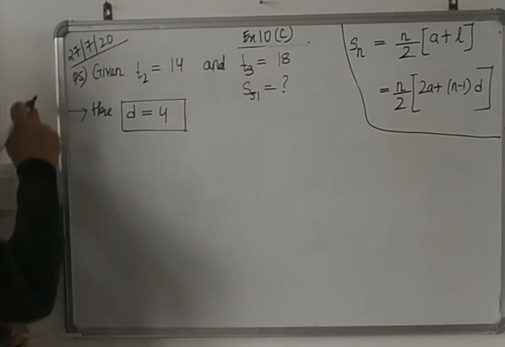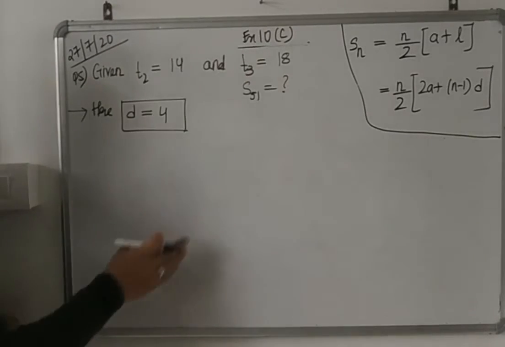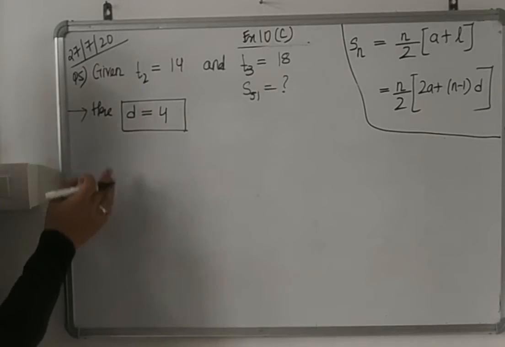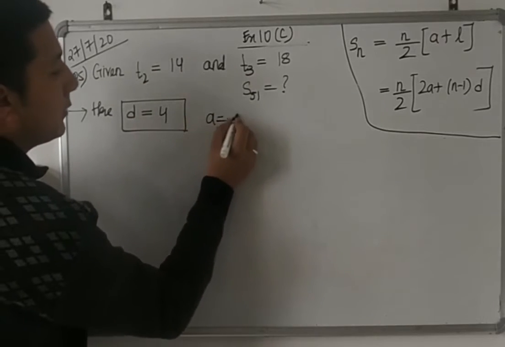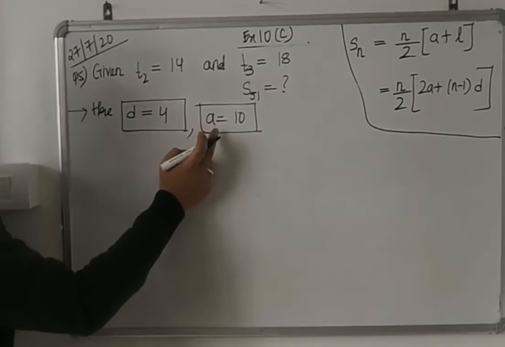Can you guess the value? First term, and these are the terms of the AP: 14, 18. What is the common difference? 4. So 14 minus 4, how much? 10. So that is the first term, isn't it? So I got the value for the common difference, and I got the value for the first term.